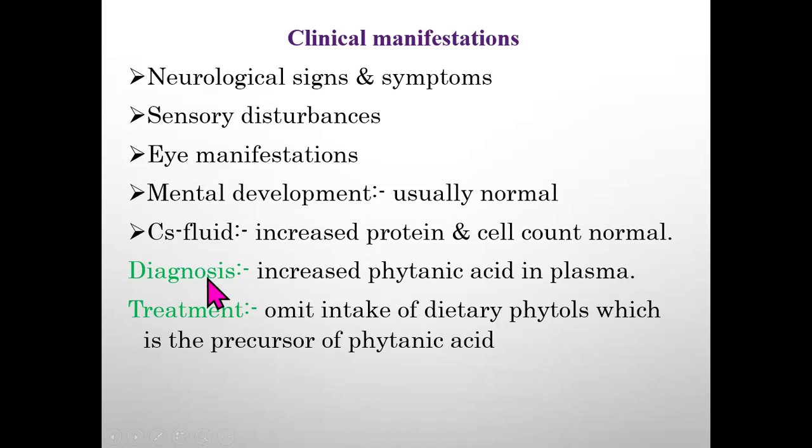How are you going to diagnose this? You observe increased phytanic acid in plasma. Remember, phytanic acid is not converted to pristanic acid because the enzyme to catalyze the reaction is deficient. So you have accumulation of phytanic acid in plasma, and the treatment is to omit dietary intake of phytols, which are the precursors of phytanic acid.